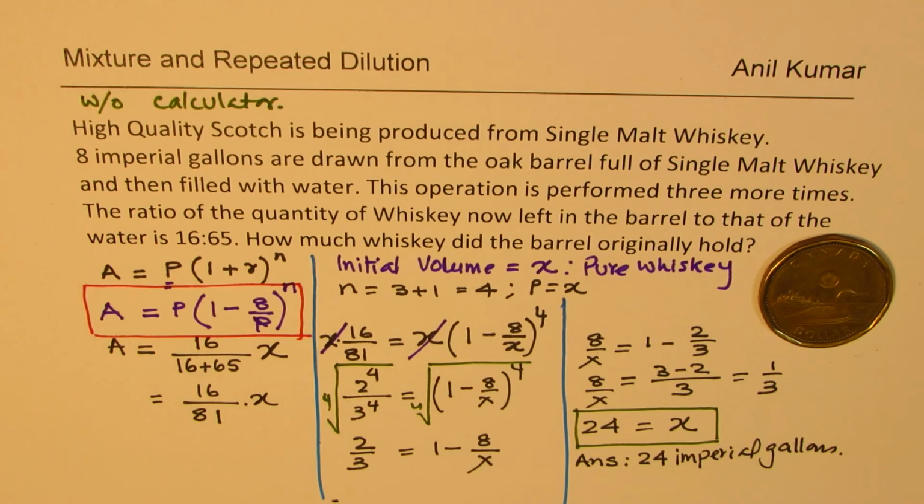So I hope you understand and appreciate the strategy of solving a question without a calculator, and also understanding how this compounding interest formula was applied to solve such a question. So whenever you have a case of repeated dilution, you could actually use this strategy and solve very effectively. I hope it makes sense.